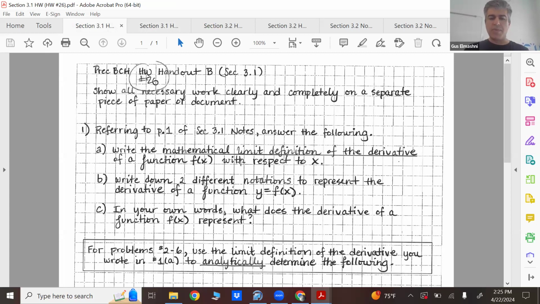In your own words, what does the derivative of a function represent? If you said the slope of a tangent line, that's good. It's an instantaneous rate of change. If you want to give a physical example, like you're driving and the moment you're going 8 miles per hour, that could be like a derivative. So whatever you want to say is fine.